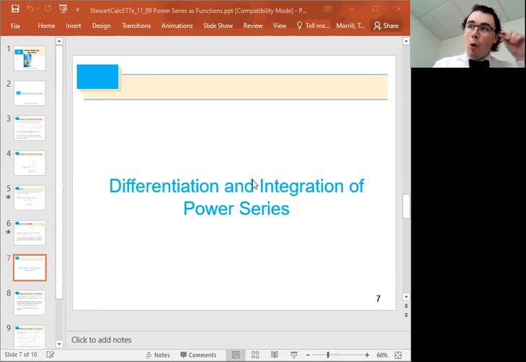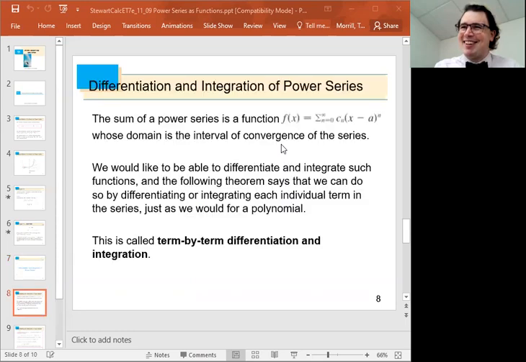Now I have this whole new idea of how I could make a function. I can make a function with a power series. How well does that work with differentiation and integration? Turns out it behaves very nicely. So let's remember what our power series look like.